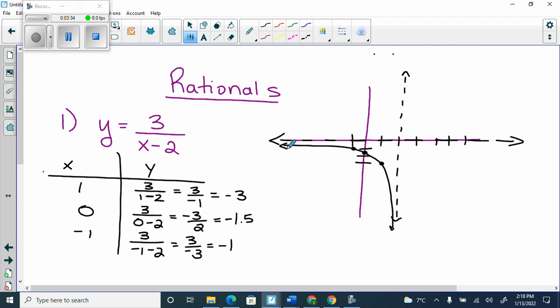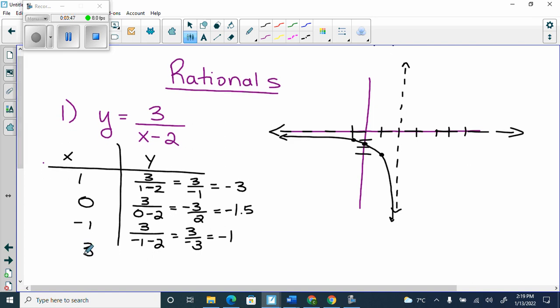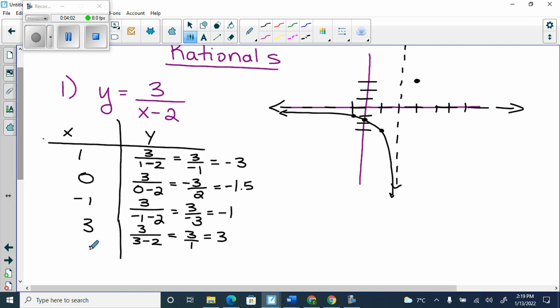Now, with rationals, when it's a basic one like this, you'll have one in the bottom, and then the other one will be in the top. You'll see that in your calculator a lot of the time, too. So now the other side, I can put in 3. I'm going to get 3 over 3 minus 2, which is 3 over 1, which is 3. So I have 3, 3. And I plug in 4. I get 3 over 4 minus 2, which is 3 over 2, which is 1.5.